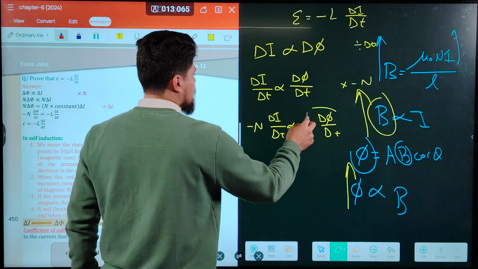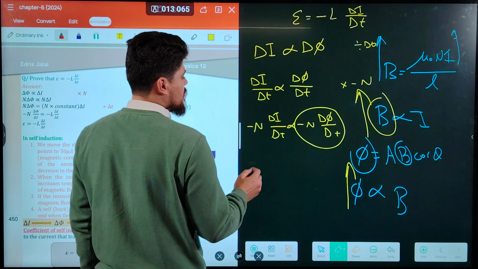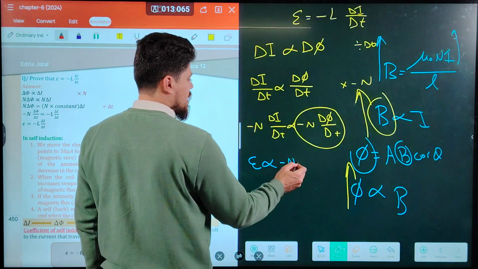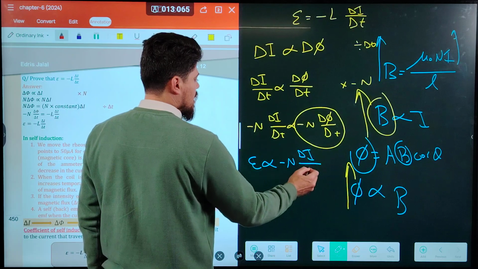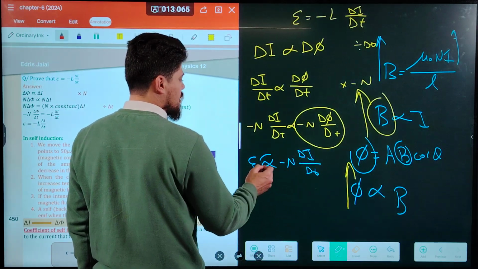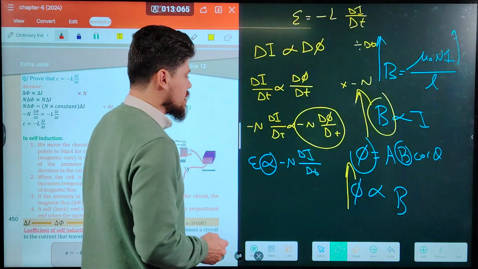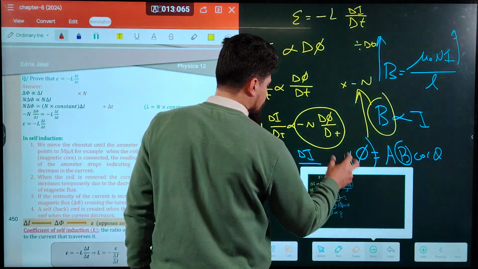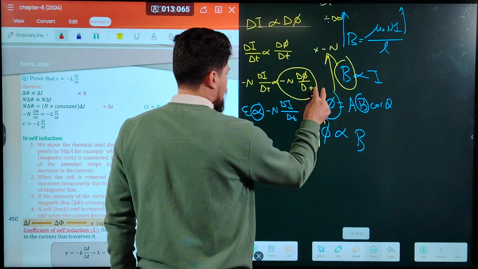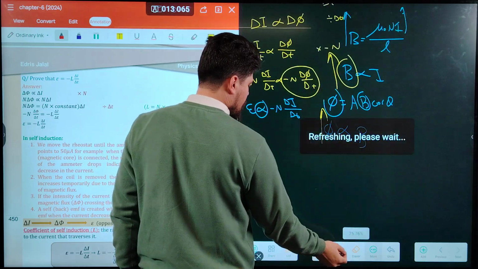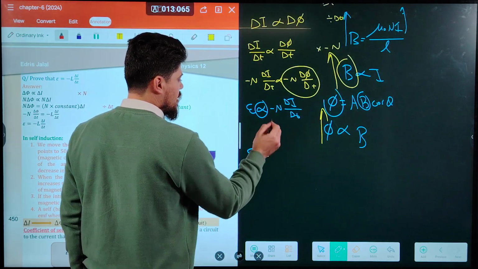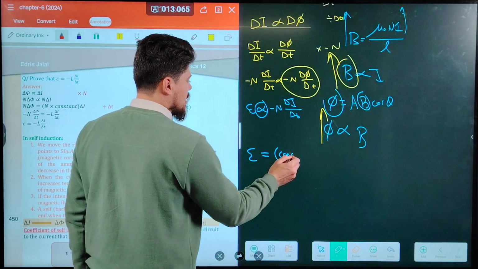Okay, and negative N flux over T is equal to what? EMF, directly proportional to what? Negative N delta I over delta T. According to basic math, if you convert directly proportional to equal, you have to add a constant here.